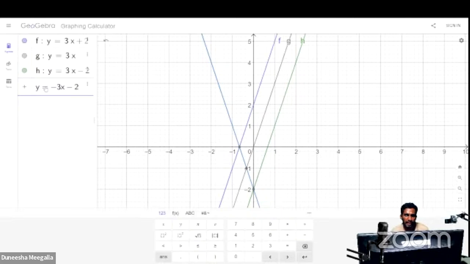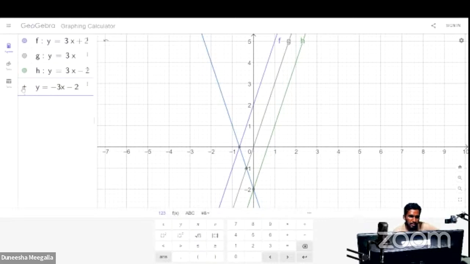What is the angle the graph creates with the positive side of the axis of the coordinate system? It is more than 90 degrees. What is the angle? It is an obtuse angle.